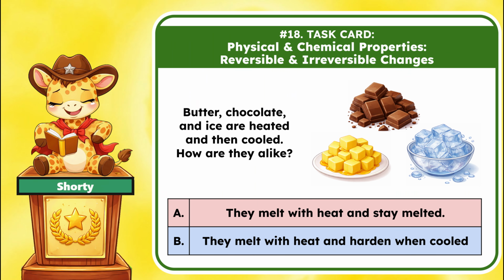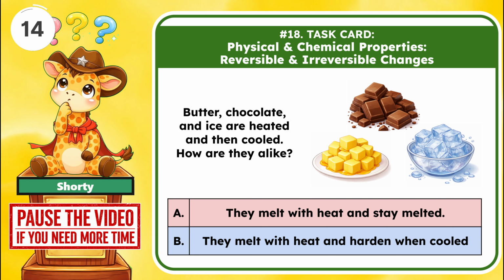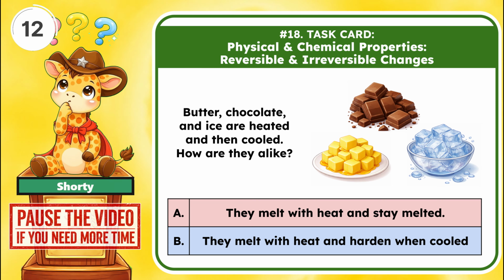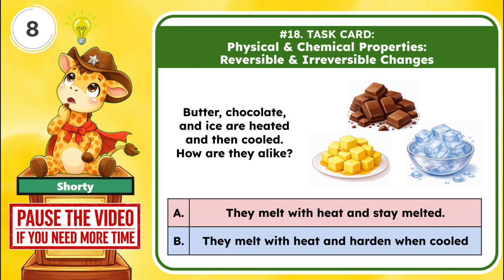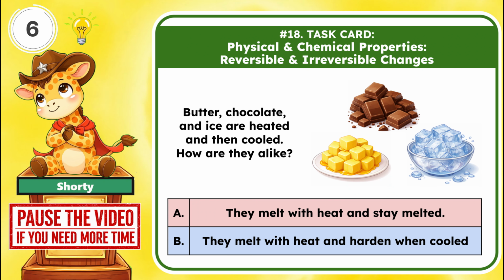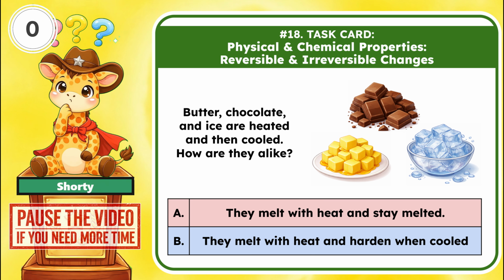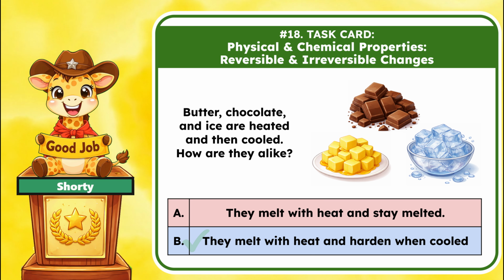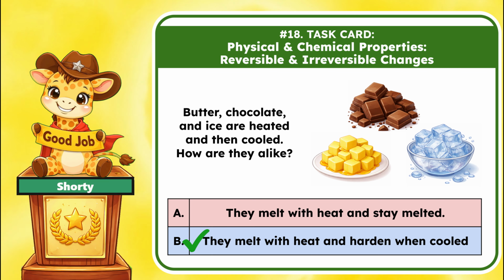Chocolate and ice are heated and then cooled. How are they alike? And the correct answer is letter B. They melt with heat and harden when cooled.